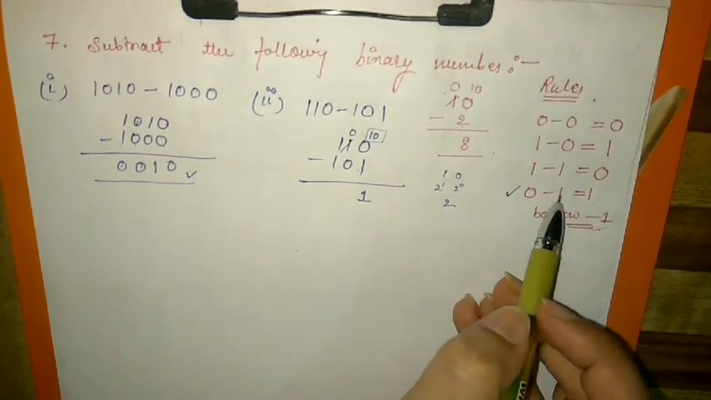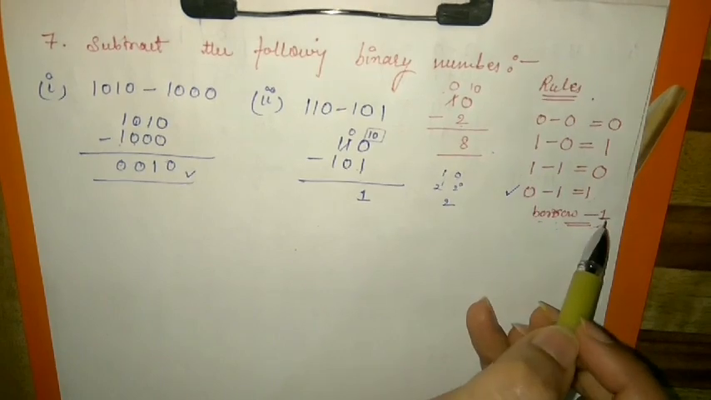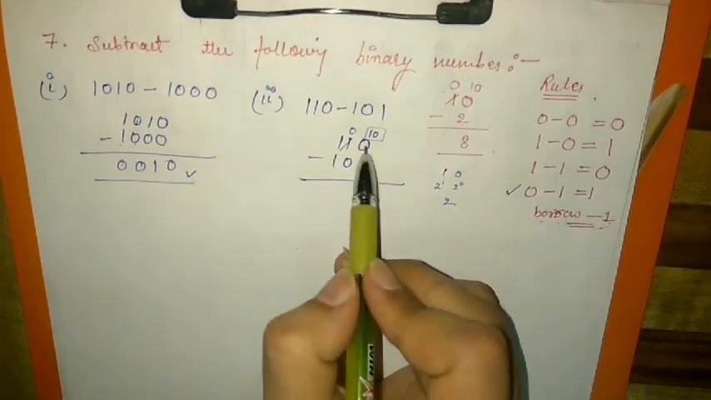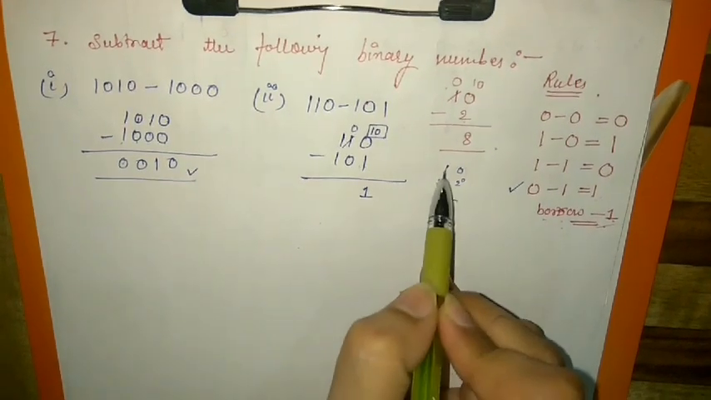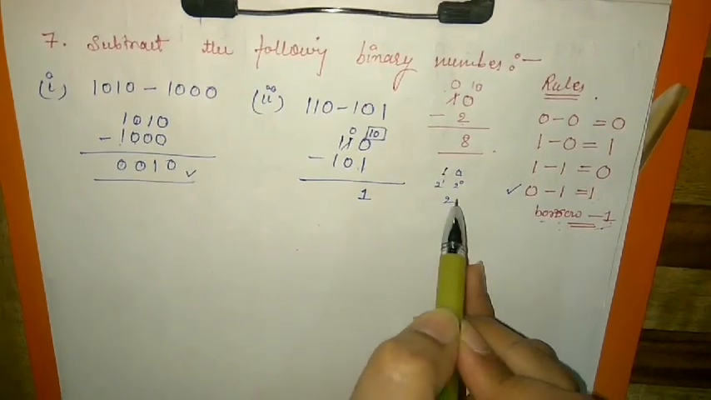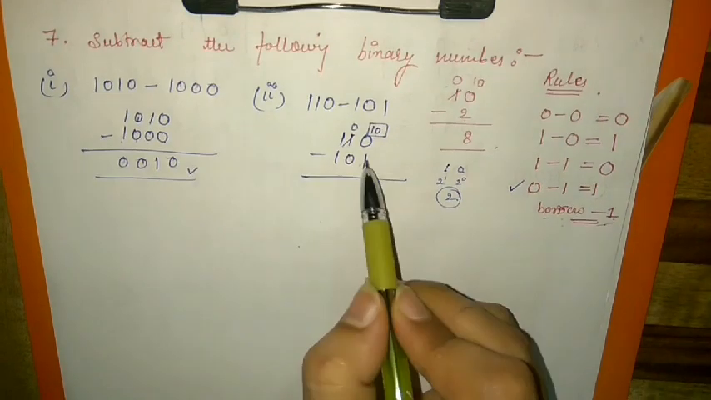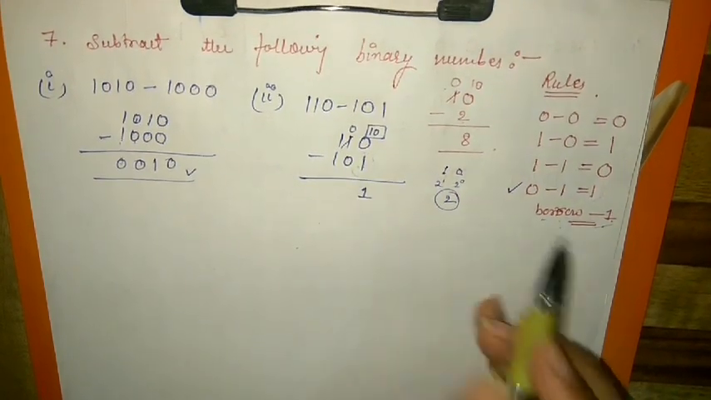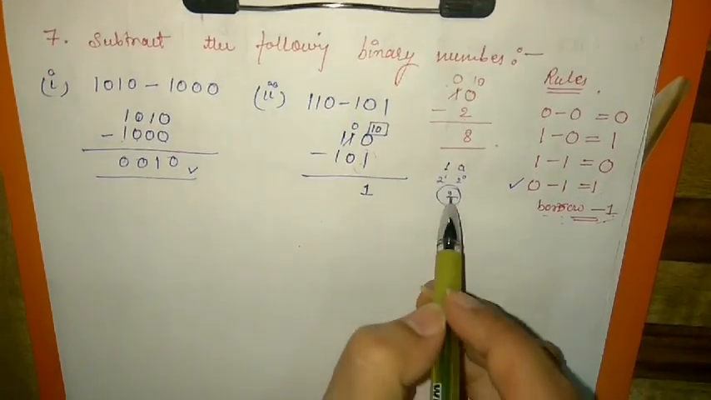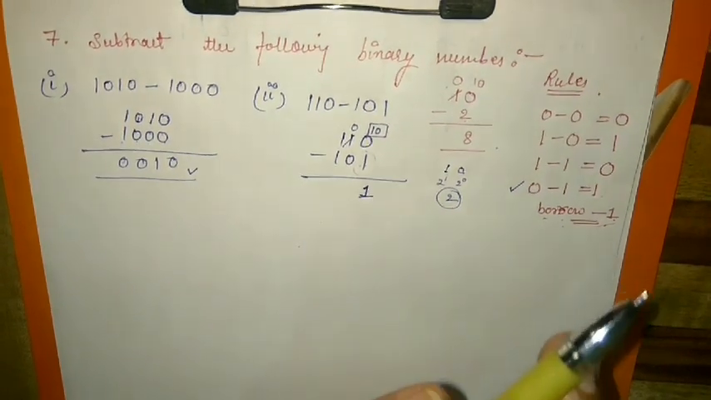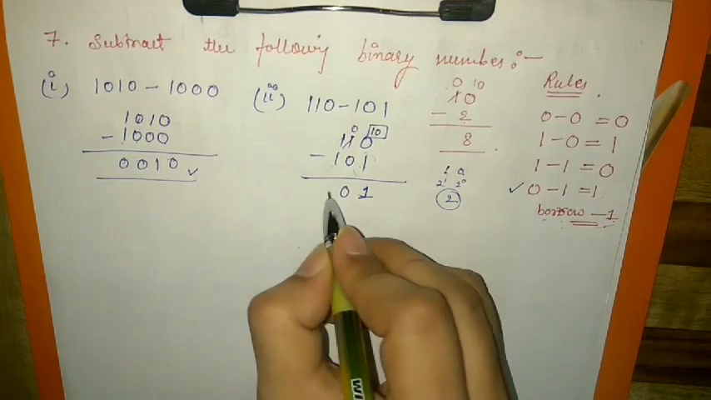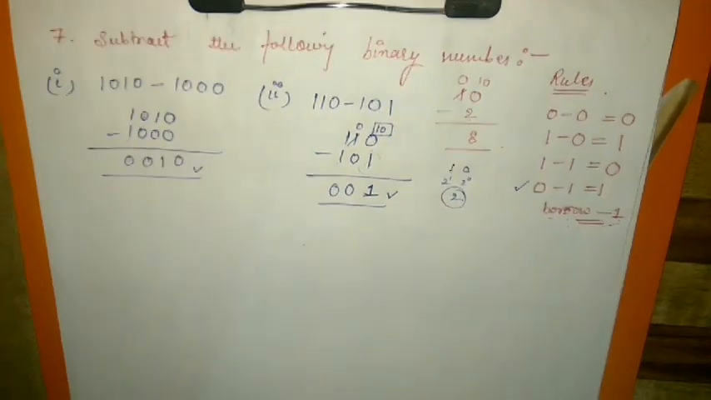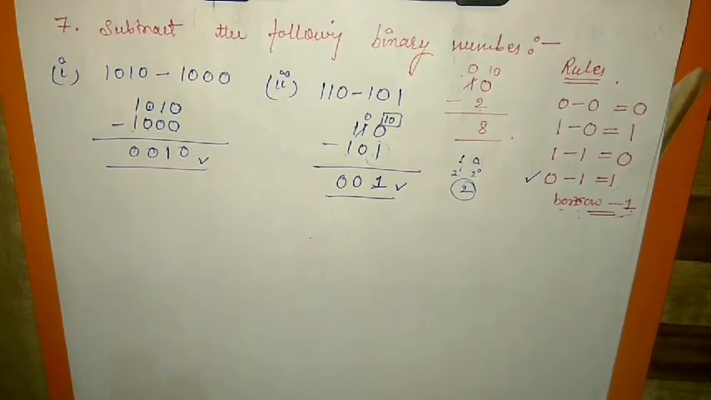That is how 0 minus 1 gives 1 and a borrow of 1 is taken. Okay, why? Here a 10 has been formed, but it is a binary number. So when you convert 10 from binary you will get 2, and when you convert this 1 from binary you will get 1. So 2 minus 1 is 1. Okay, getting it? Now 0 minus 0 is 0 again and 1 minus 1 is 0 again. So that is how you get 001 as the result.